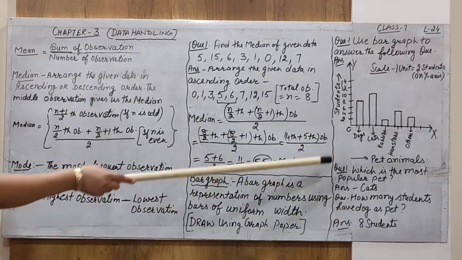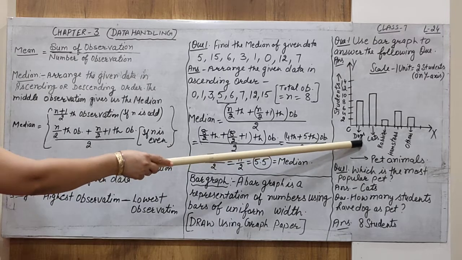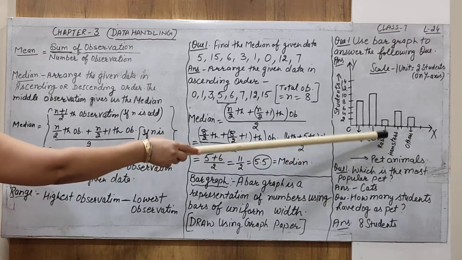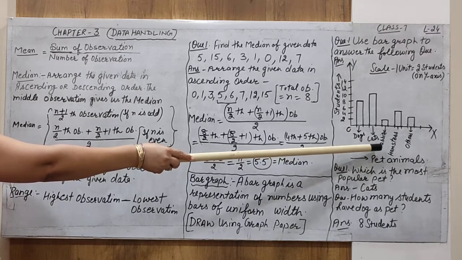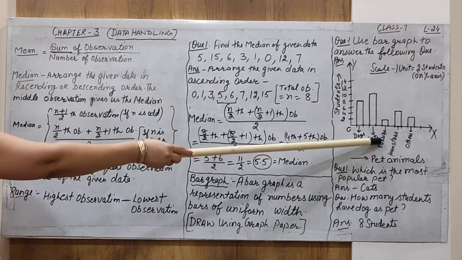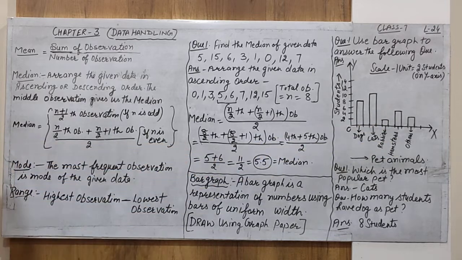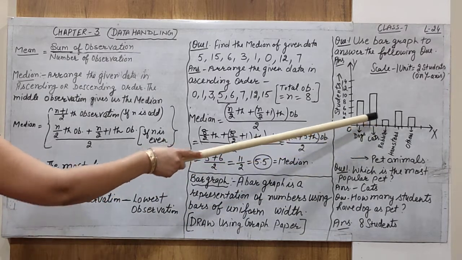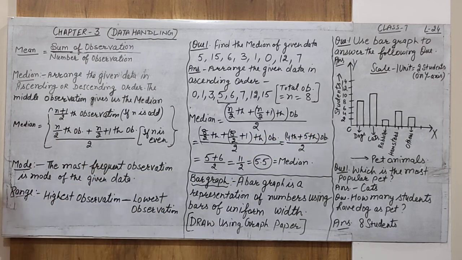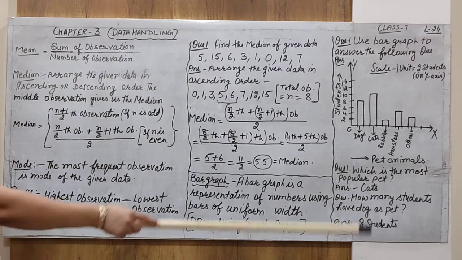You can write in this way, horizontally, or you can write in vertical format also. Like this, I have written rabbit. Next are the hamsters, and next are the others, meaning other pet animals. So you can see from this side, how many rabbits are there? 2 students use rabbits as pet animal. Next hamster, how many students?